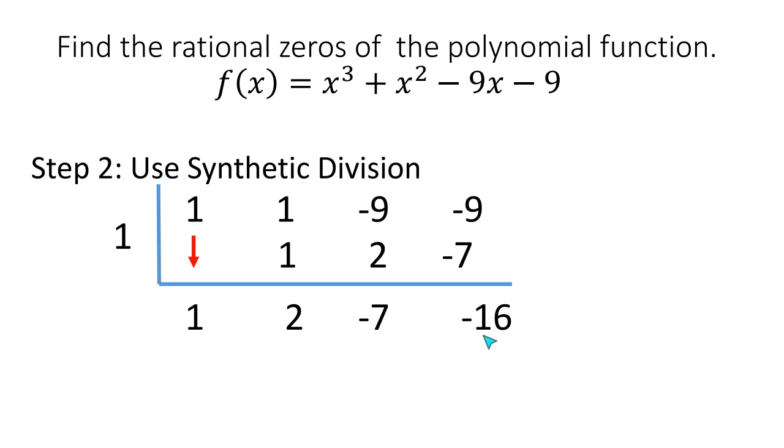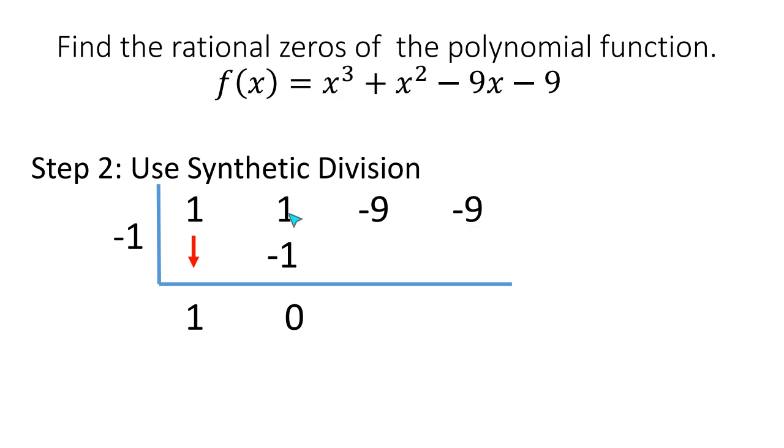In order for us to say that this is a 0, our remainder, or our last number here, has to be a 0. But in this case, it's not a 0, so that doesn't make us too happy. But we know that x equals 1 is not a 0. So now we can try another number. Let's try negative 1. So same thing, we bring down the 1.